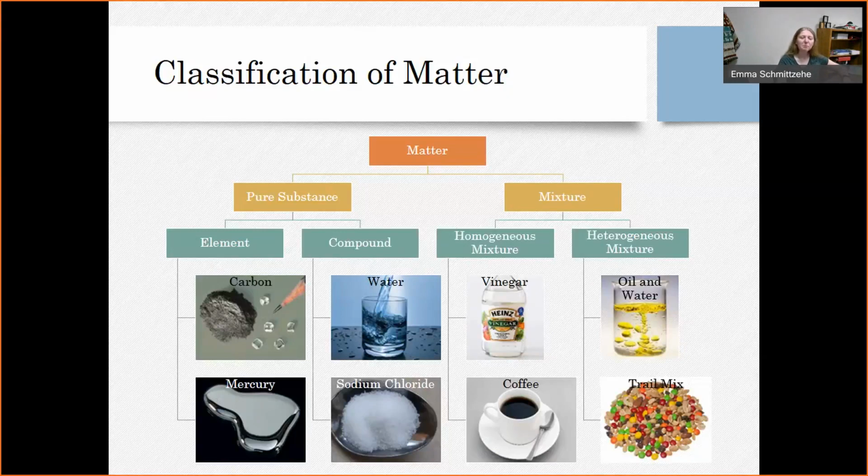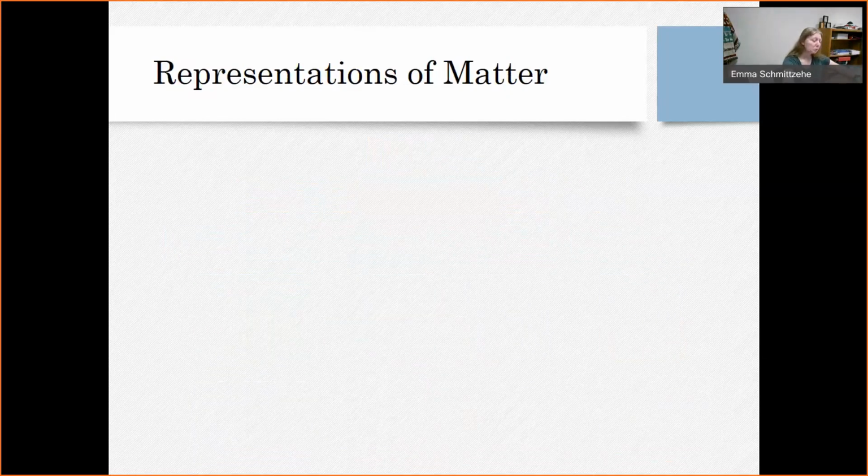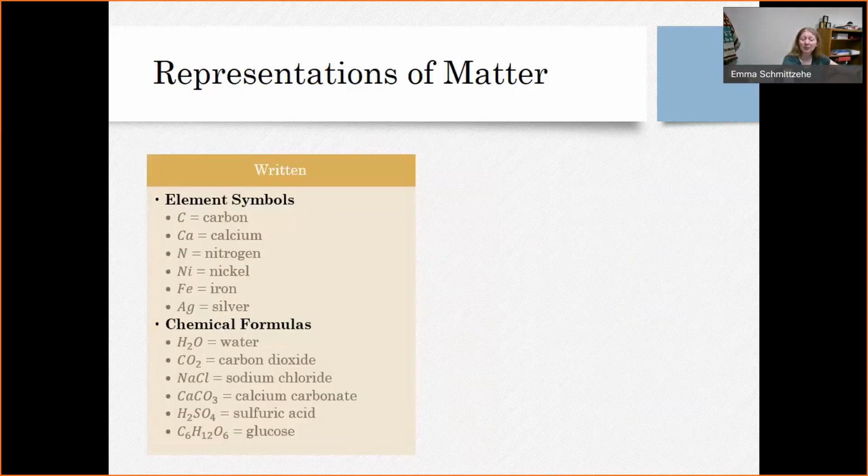Okay, so that's some basics of how we can classify different types of matter so that we can better understand it, better study it. Now there's lots of ways we can represent matter. I'm going to talk about two major ways. One way is to do it in a handwritten or typed way. If we want to handwrite or type different types of matter, we would represent it as chemical formulas or element symbols. Okay, now you can also do names.